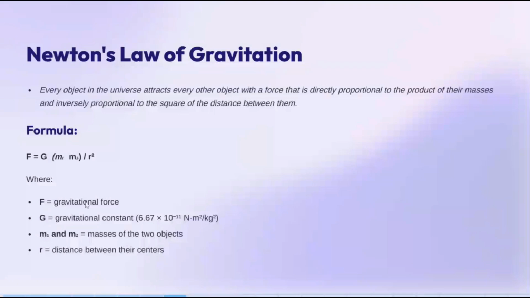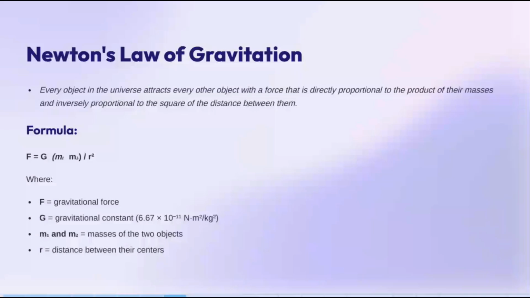So this is the formula for Newton's law of gravity. The constant G, the gravitational constant, has a value of 6.67 times 10 raised to the power of minus 11. Memorize this, because it comes out in exams.